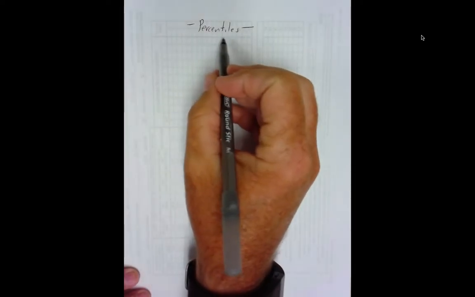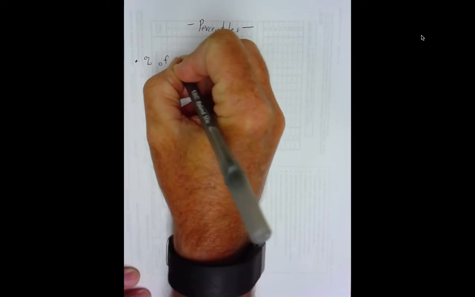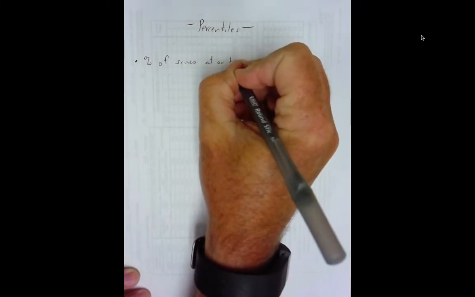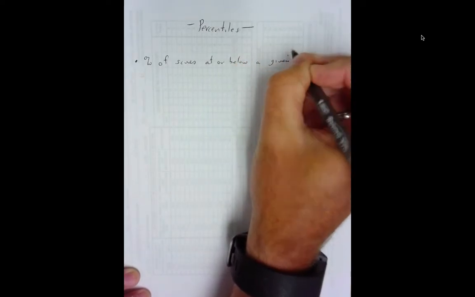This is going to be one of the tougher videos that we take a look at. Percentiles. First of all, let's talk about percentiles. The definition of a percentile is the percent of scores at or below a given score.